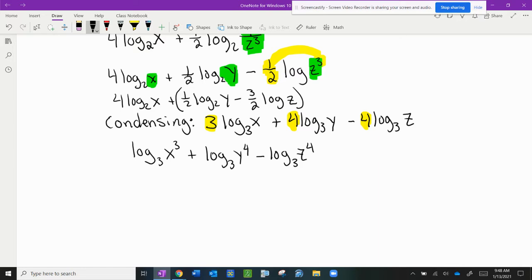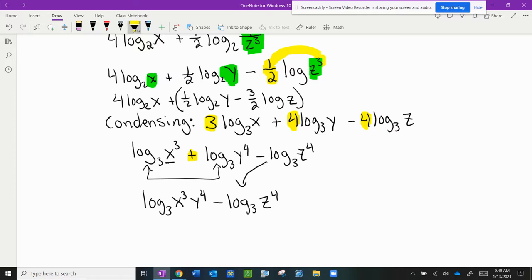Okay. The next thing that I'm going to do is I'm going to start with 2 of my logs and kind of condense them down to 1 log. And the sign in between these is addition. So I know I can bring it down to 1 log by multiplying the 2 inputs together. So x cubed y to the 4th. Now I'm going to bring down the log that I did not do anything with, which is z to the 4th. Now I've gone from 3 logs down to 2 logs.